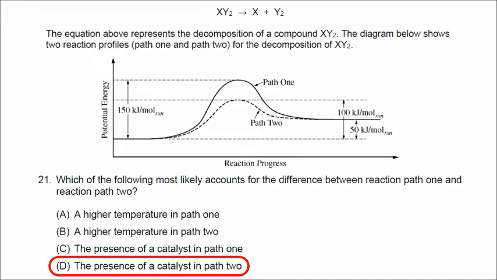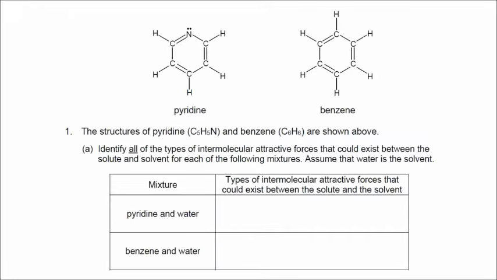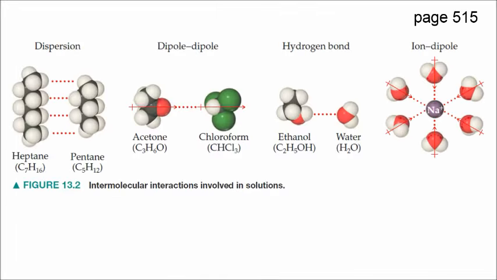All right, well, now we finished the multiple choice questions. On to the free response questions. Number 1, the structures of pyridine and benzene are shown above. Here on page 515, you can see a variety of intermolecular or interparticle forces.